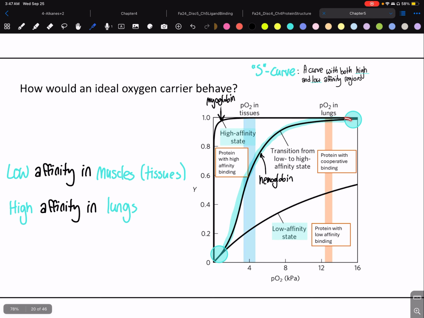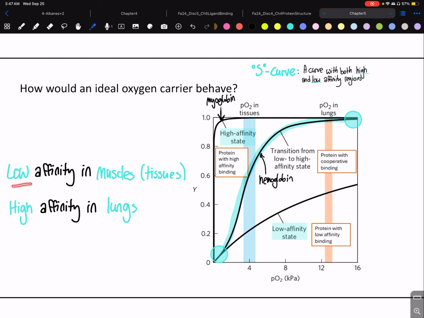Okay, so how would the ideal oxygen carrier behave once more? Our S-shaped curve shows up for hemoglobin, and an S-shaped curve is going to have both high and low affinity regions. Our myoglobin curve is very much straight on. It is a storage-oriented molecule, so it wants high affinity right off the bat and to keep it that way in order to keep the oxygen bound. Hemoglobin, however, is used to transport it, so you want it to bind, but you don't want it to bind all the time. You want it to be able to let go once it gets to its destination.